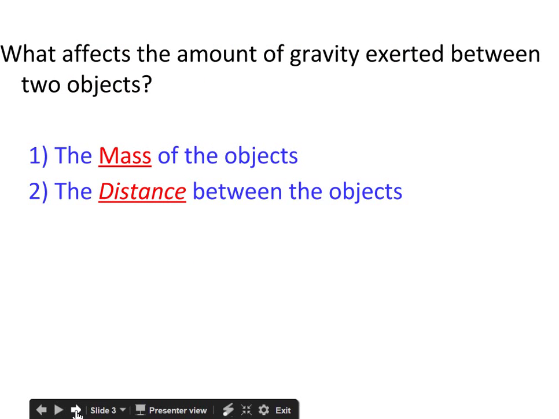So what two things affect the amount of gravity exerted between two objects? So let's come back down and let's just talk about two objects and isolate those two things. And the two things that make the difference in the gravitational pull are mass and distance. So the mass of the objects is a really big deal, and the distance between those two objects is a really big deal.